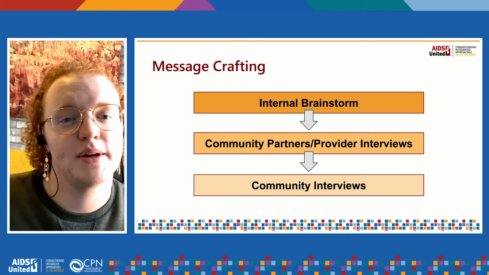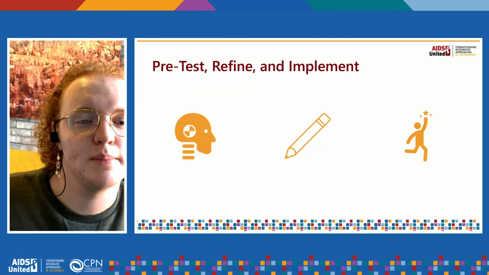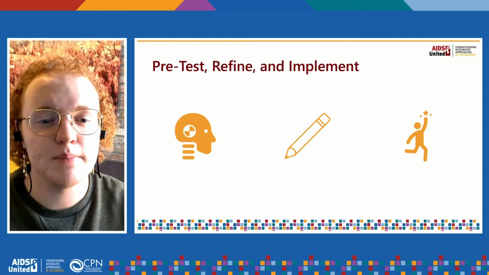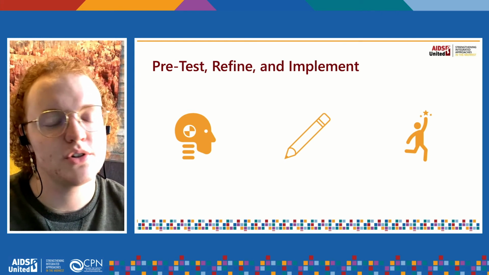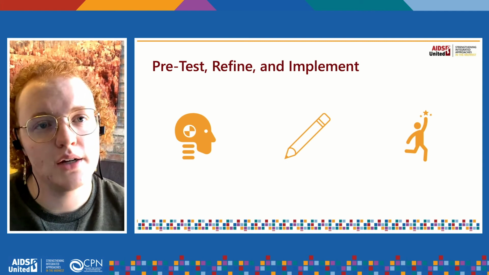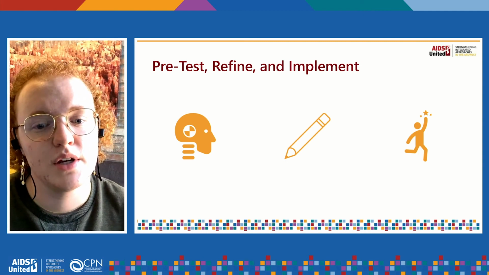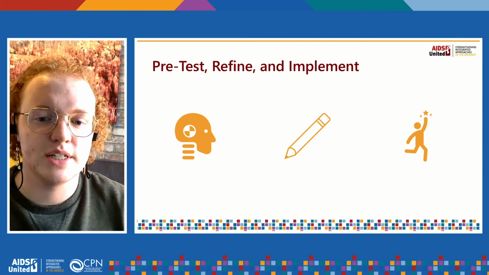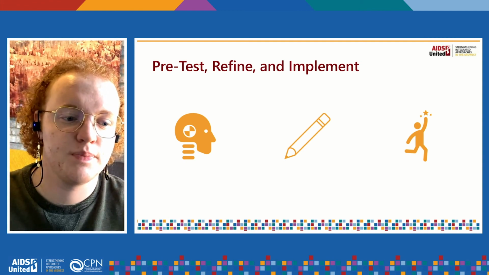This is again just about that pre-test, refine, and implement. We just want to emphasize that even once you have feedback, before you implement a promotion strategy, consider doing a trial in the intended environment. Then you can go ahead, once you have that buy-in, once you have that certainty, and implement it.